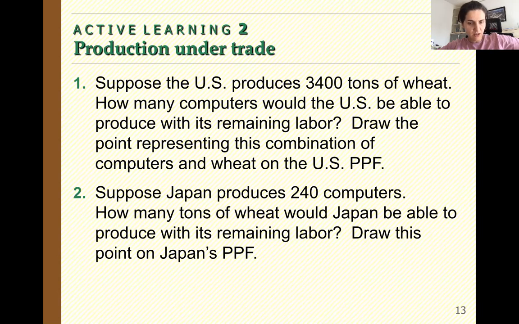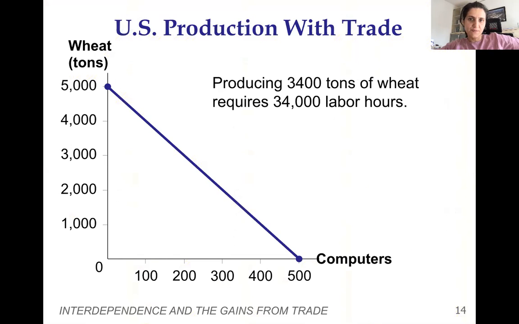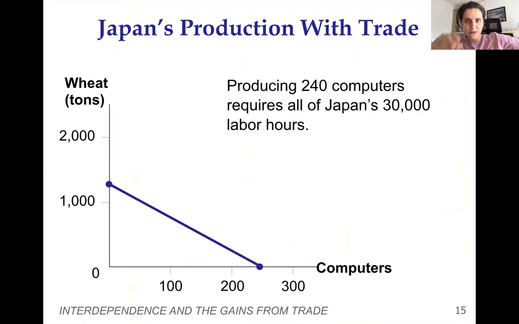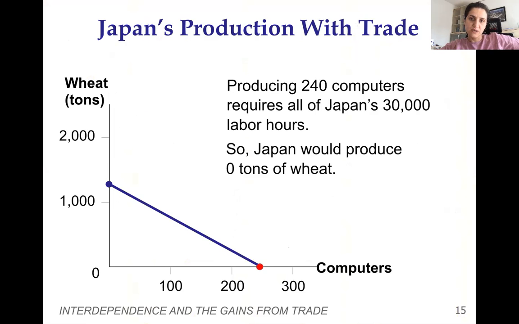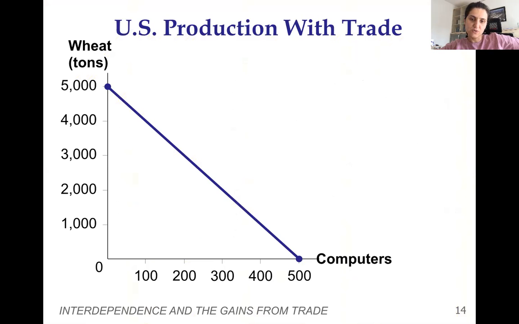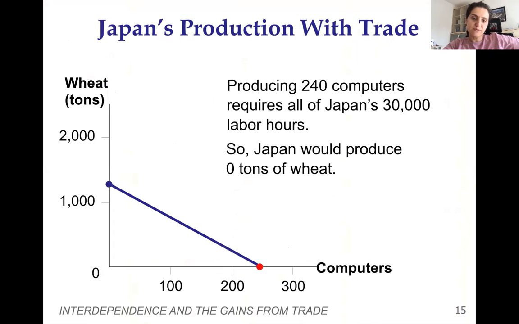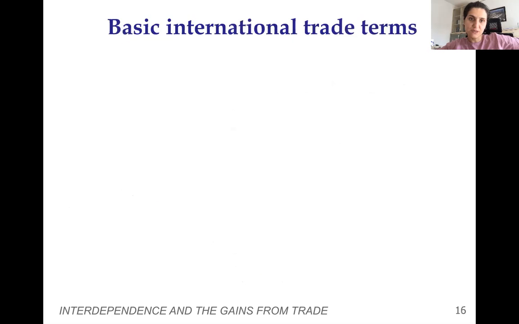Similarly, suppose Japan produces 240 computers. How many tons of wheat would Japan be able to produce with its remaining labor? This is what we found for the US, and 240 computers requires all of Japan's labor hours. So Japan is going to produce 0 units of wheat. So it's not good, right? For Japan, if it is self-sufficient, it's not good. But let's see what will happen.